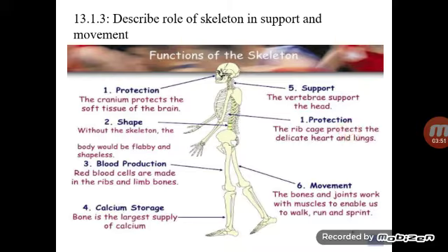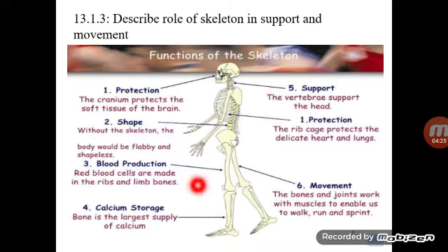protects lungs, heart, delicate organs. Second, difference in role, it gives shape to the body. Third, blood production. Red blood cells are made in ribs and limb bones. Fourth, calcium storage. Bone is the largest supply of calcium.